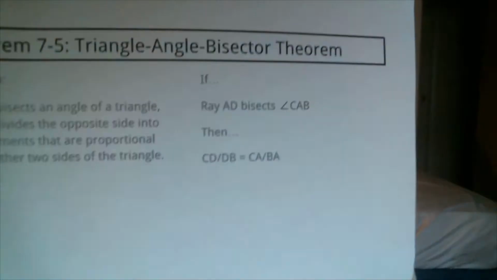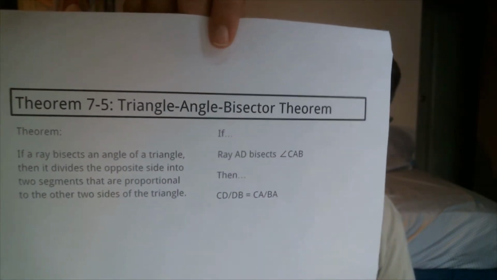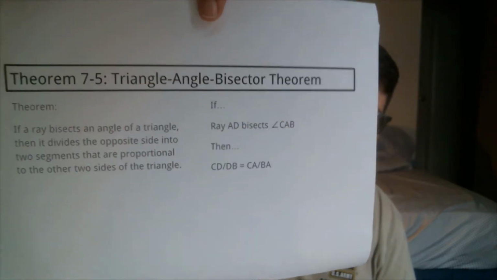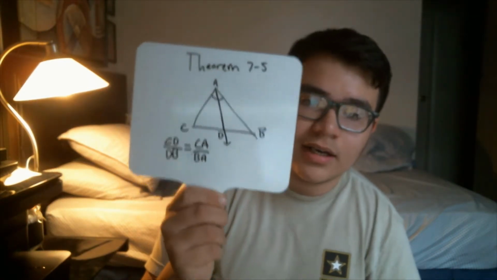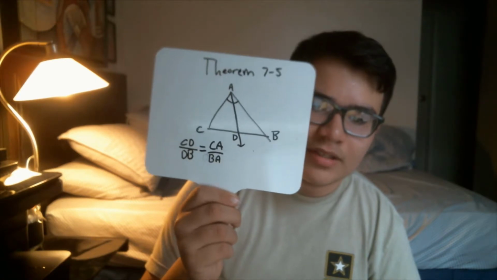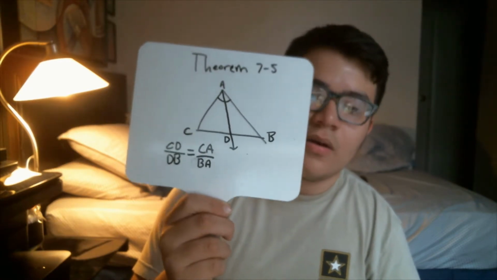And this is proven through the previous theorem, meaning it doesn't have to be proven by any other postulate, theorem, or proof. The next theorem that we'll be looking at is the triangle angle bisector theorem, Theorem 7.5, and it states, if a ray bisects an angle of a triangle, then it divides the opposite side into 2 segments that are proportional to the other 2 sides of the triangle. Now, here's a diagram to show. This means that segment CD over segment DB is proportional to segment CA over segment BA.